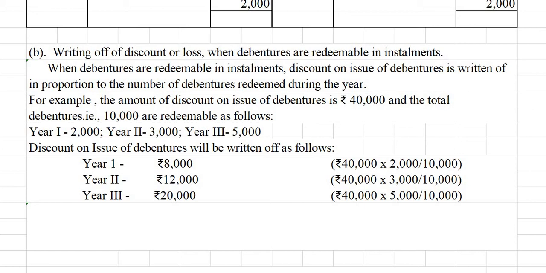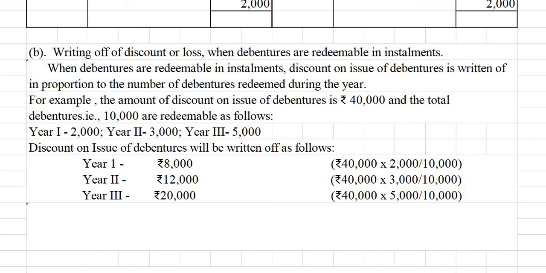Into 2,000 divided by 10,000. That means 40,000 is for 10,000 debentures. Then how much will it be for 2,000 debentures? So we will get 8,000 rupees. So 8,000 rupees can be written off in the first year.